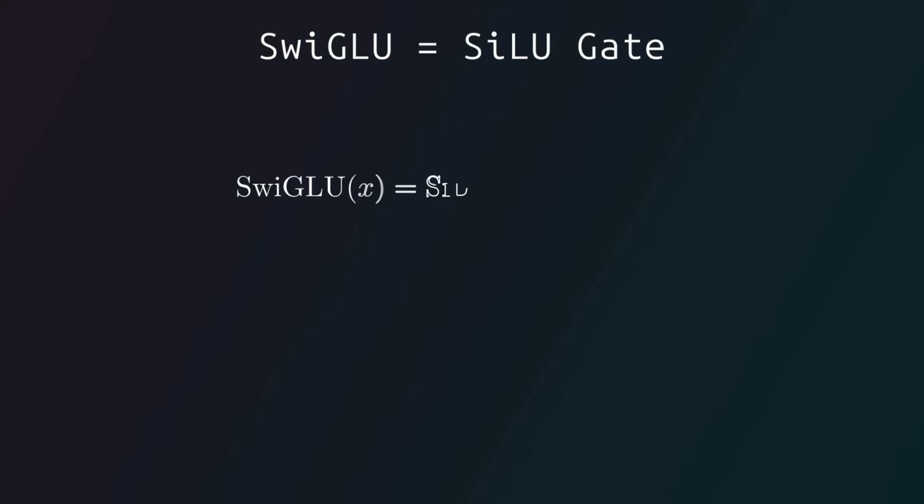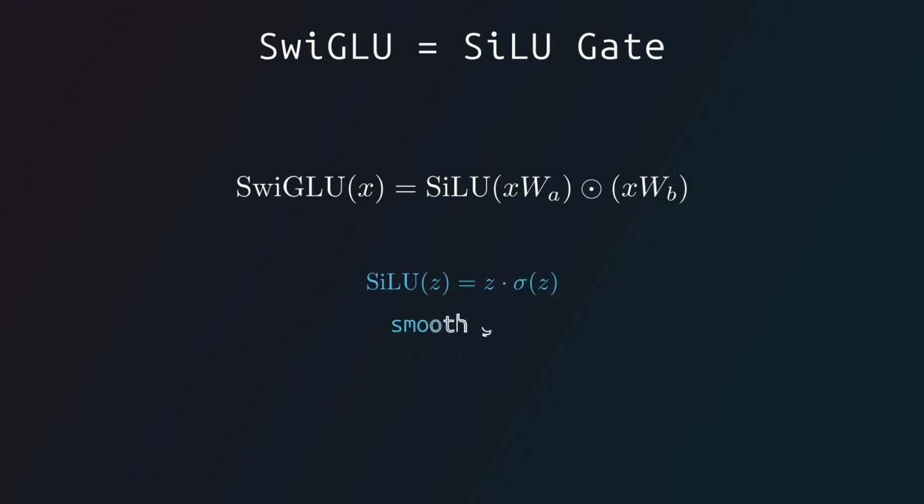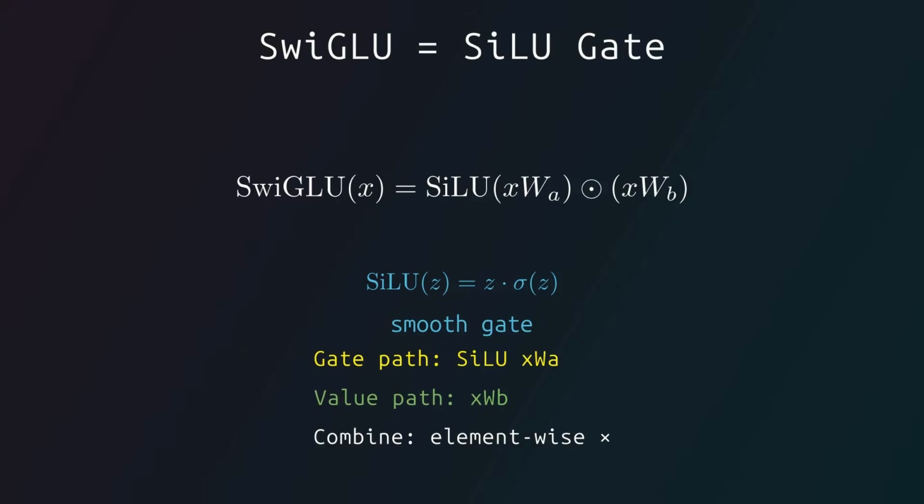SwiGLU is the specific variant that modern LLMs prefer. The formula is simple. You compute SiLU of x times the first weight matrix, then multiply element-wise with x times the second weight matrix. SiLU, also called Swish, is x times sigmoid of x, a smooth gating function that avoids dead neurons and provides better gradients than ReLU. The gate path uses SiLU, the value path is linear, and you combine them with element-wise multiplication. That's SwiGLU. Here's the clever part.